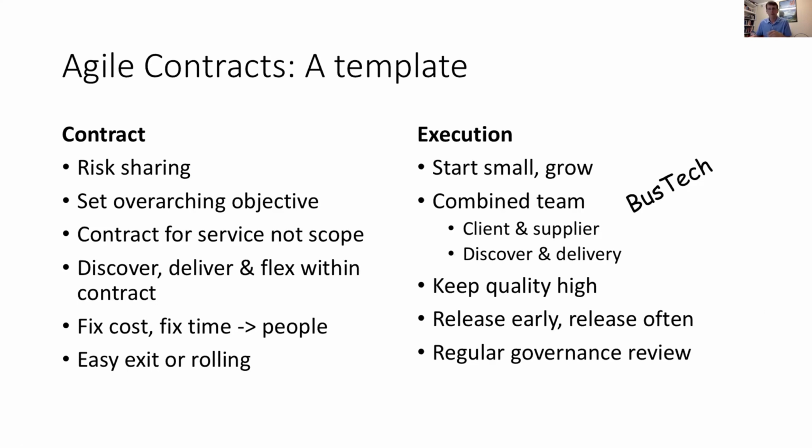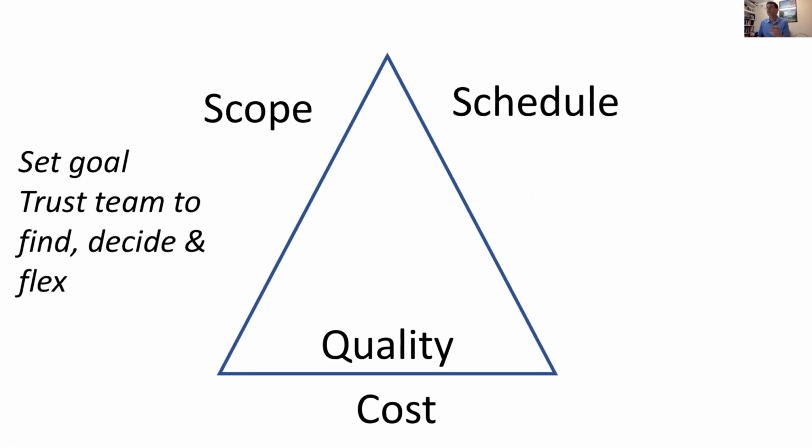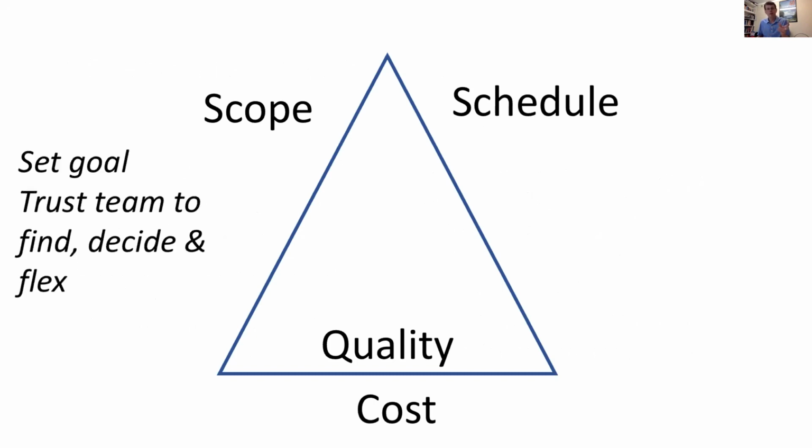And as Dean was saying, we've got our famous iron triangle here. So in iron triangle terms, the scope, we have a goal. The team are there to discover what needs doing and decide what the highest value items are. The scope is very, very flexible. As long as we're building towards the goal, it's flexible.